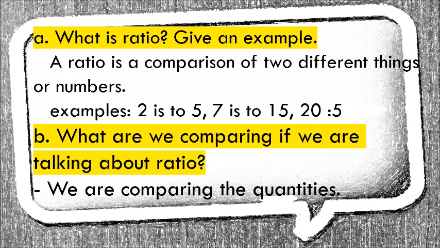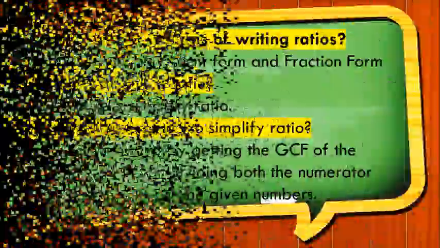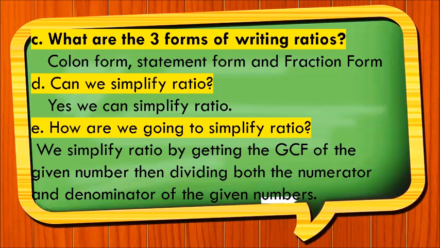Yes. Okay, we go to the next question. Always put that in mind. That ratio is a comparison. Comparing. Next, letter C. What are the three forms of writing ratio? We have the colon form, statement form, and the fraction form. So for colon form, we use the colon in between the numbers. For statement form, we have "is to" between the numbers. And for fraction form, we have the numerator and denominator.